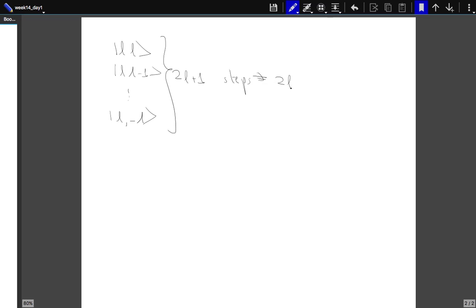Well, the number of steps should be an integer. So 2L plus 1 should be just some n, which is an integer, which tells us that L can be 0, 1/2, 1, 3/2, etc. There's no condition that L should be an integer. It can also be half integers. The only condition we have is that 2L plus 1 should be an integer. And this is where we had left.